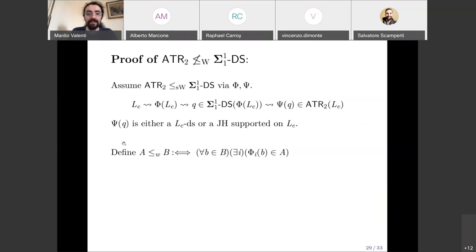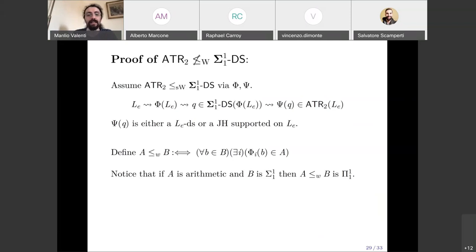So what this thing is saying is that for every element B in capital B, there is an i, which is the index of a computable functional, such that if you apply Ti to B, to this fixed element, you get an element of A. In other words, a short way to say this is that every element of B computes, possibly non-uniformly, an element of A. So there's no uniformity required here. You can have a different functional for every B. But you know that every B has its own functional.